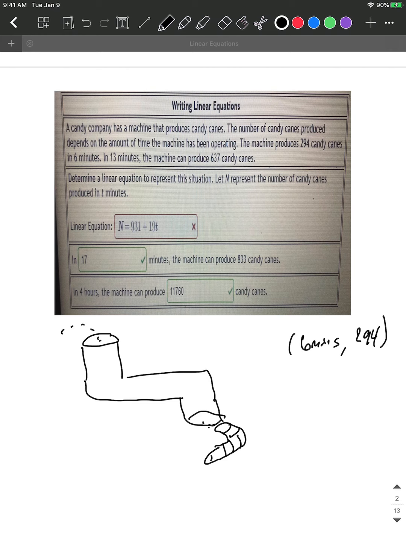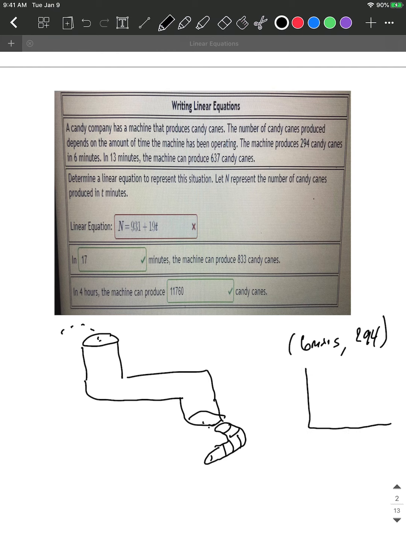Which one depends on the other? Do the minutes depend on how much is produced, or does the amount produced depend on the 6 minutes? You've got to think about which is being affected more. Well, if I work 6 minutes, then I can get out 294 candy canes. Or if I leave the machine running for 6 minutes, I can get 294.